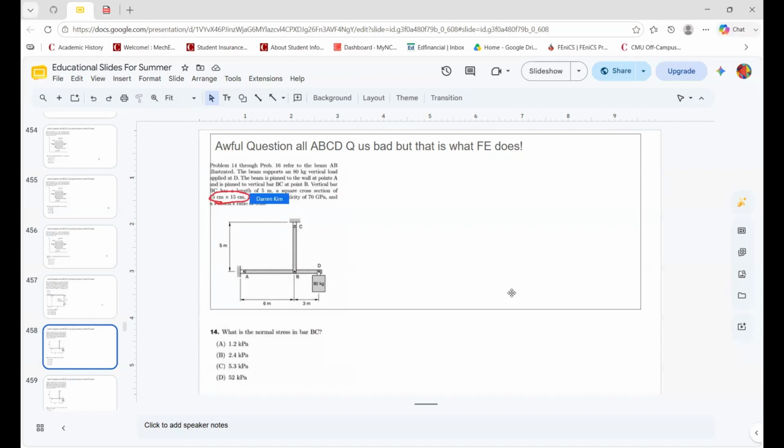Why do they do this to me? Why do they always do this to me? Area of what is this? Vertical bar BC equals about 15 cm times 15 cm, which is equivalent to saying what? You can multiply this by 1 over 100 squared. 15 multiplied by 15 multiplied by 1 over 100 squared equals about 0.0225. Okay. All right, we have a number now. We have a starting number.